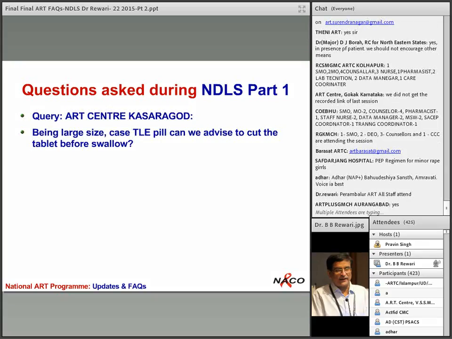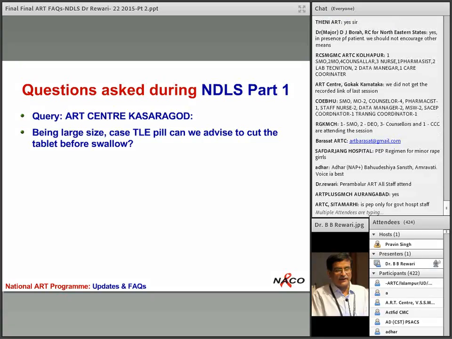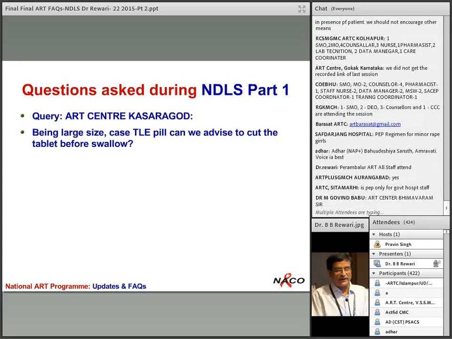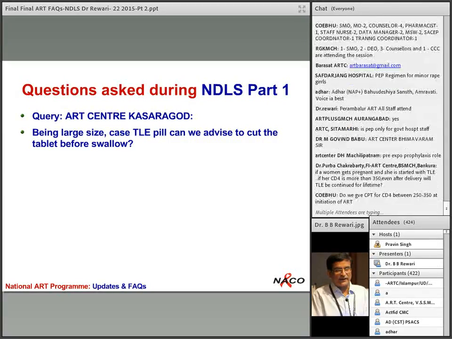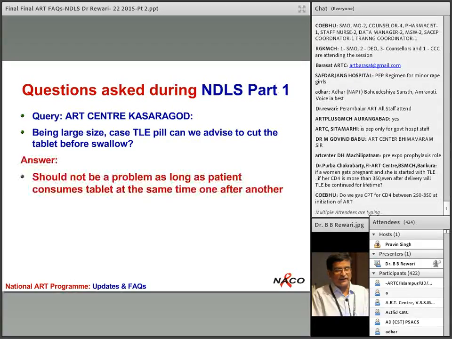This question was that the TLE pill is quite large. Yes, it is quite large because it contains 600 milligram of efavirenz, 300 milligram of tenofovir, 300 milligram of lamivudine. Now, some companies are trying to make a smaller pill, but if any person finds it difficult, it can be broken into two, but should be consumed one after another, not half BD or after an hour. It should be consumed one after another.